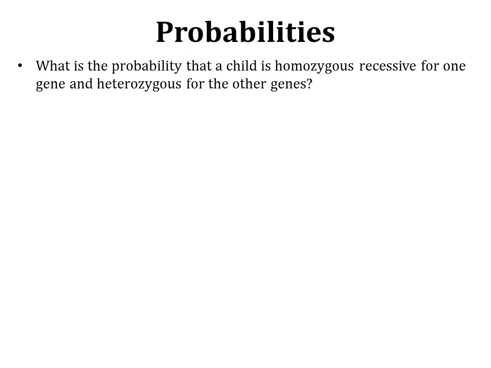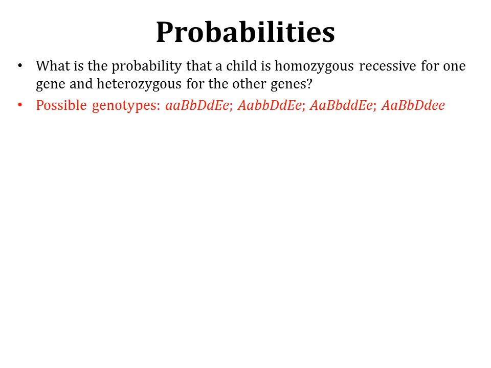So this is our next question, which is, I think, the fourth question, right? What is the probability that a child is homozygous recessive for one gene and heterozygous for the other genes? Again, we are talking about more than one genotype. The first possible genotype is that in which the person is homozygous recessive for the A gene and heterozygous for the other 3. The second possible genotype is in which the person is homozygous recessive for the B allele and heterozygous for the others.